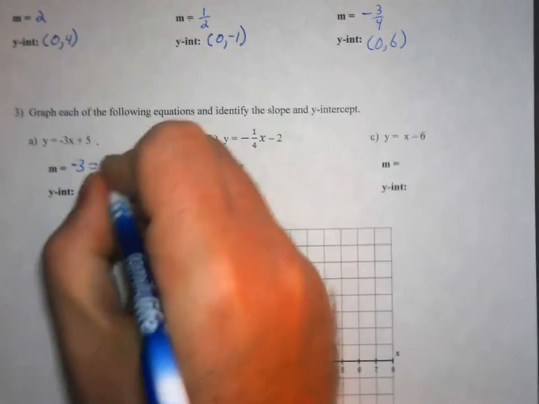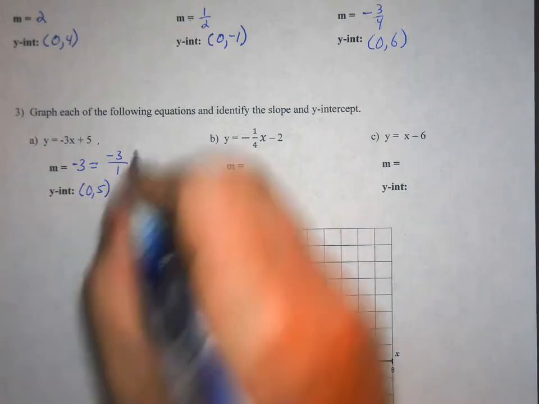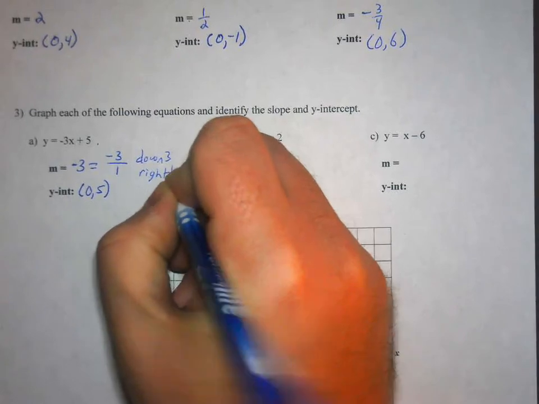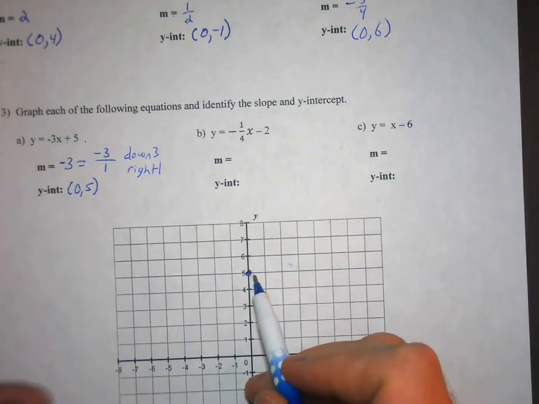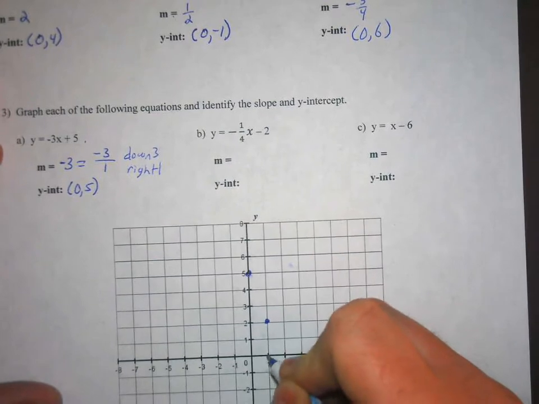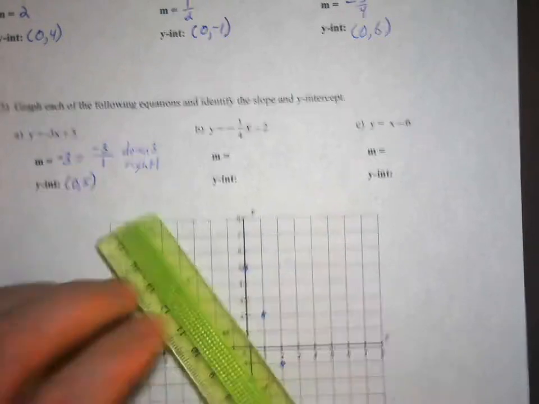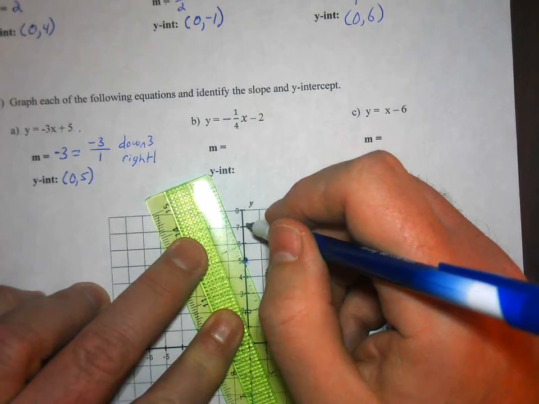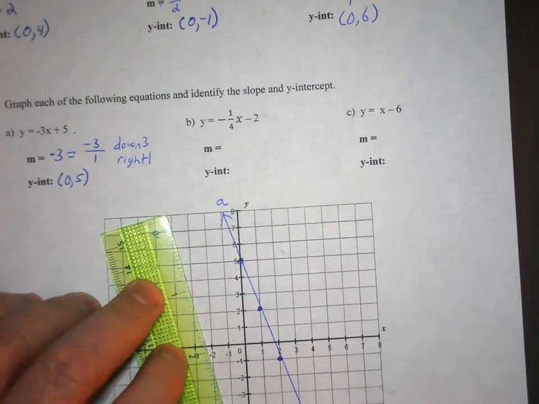Remember, a slope of negative 3 is the same as negative 3 divided by 1. So we count down 3, to the right 1. From that starting point of (0, 5), we count down 3 and to the right 1. Down 3, to the right 1. And that'll keep us on that line. So I'll connect those with a ruler or straight edge. And that's graph A.